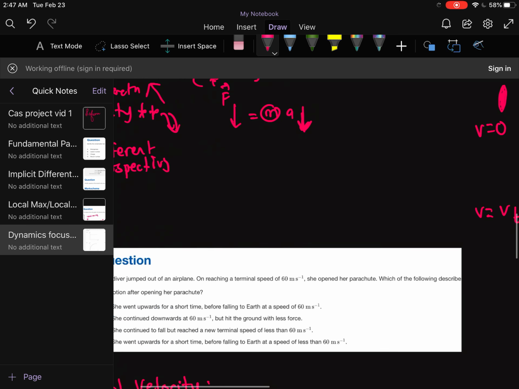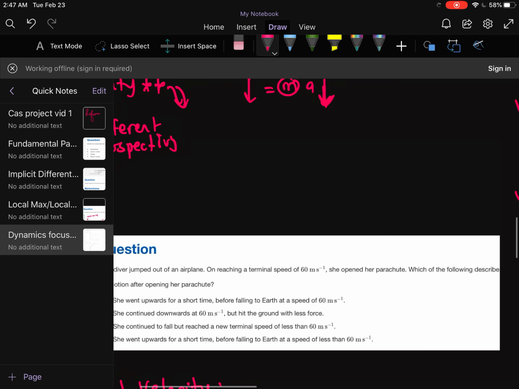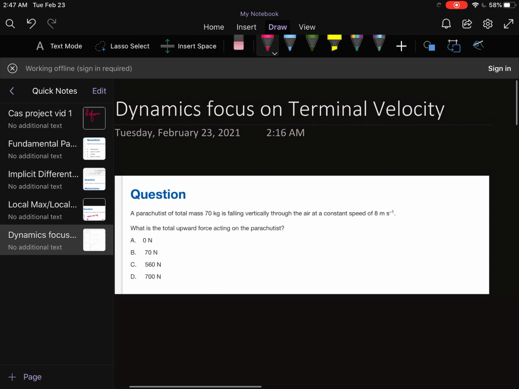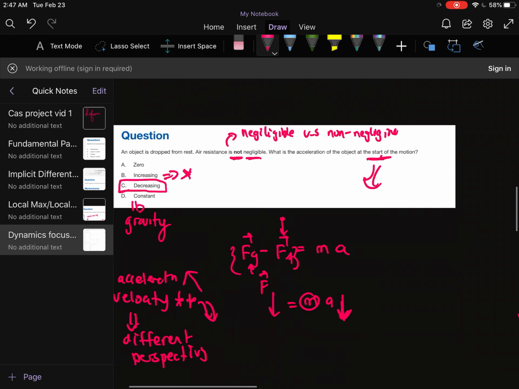So I'm going to show you the two questions. I'm going to recommend, actually I'll show you the easy one first. A parachutist of total mass 70 kg is falling vertically through the air at a constant speed of 8 meters per second. What is the total upward force acting on the parachutist? I think this is not too hard in my opinion. Trust me. If I can get it, you can get it as well.